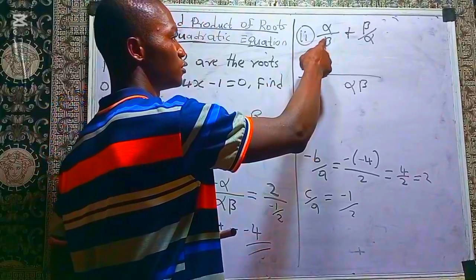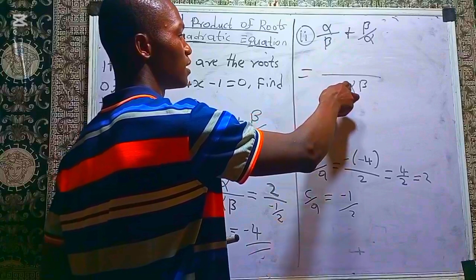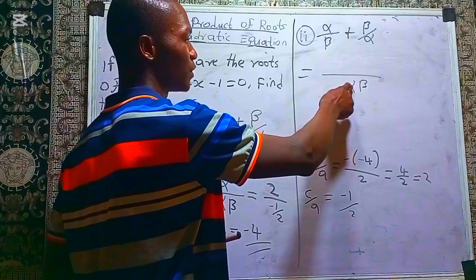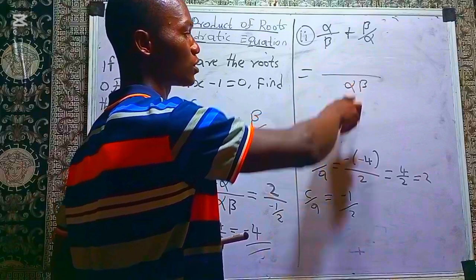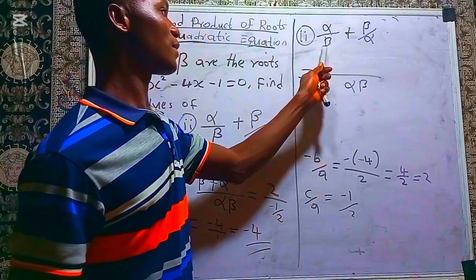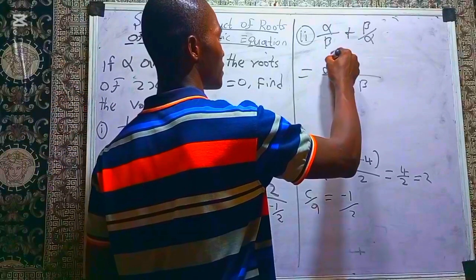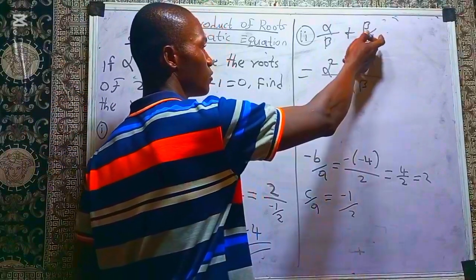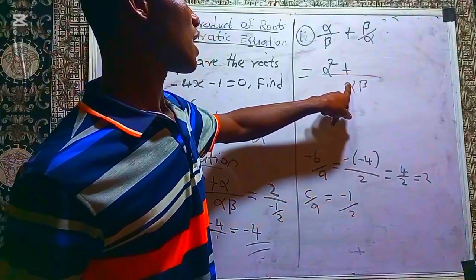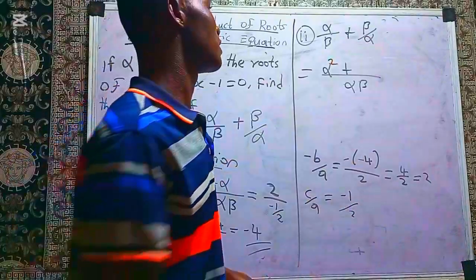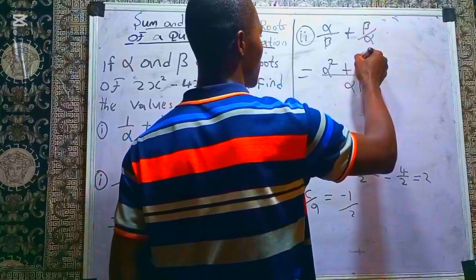Beta. You now divide the LCM by beta. The LCM is alpha beta. So alpha beta divided by beta will give you alpha. Times this alpha up will give you alpha squared. Plus, what's the denominator here? Alpha. Alpha divides your LCM, that is alpha beta divided by alpha. You get beta. Times, what's the numerator? Times what is up here? That's times beta. You have beta squared.